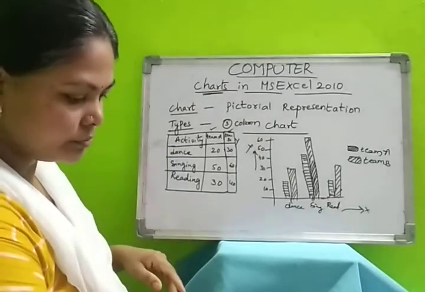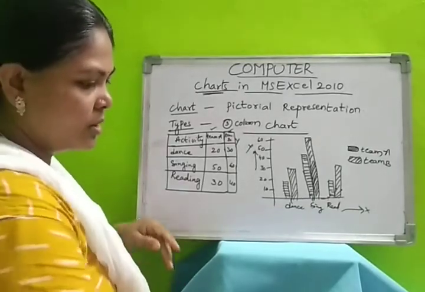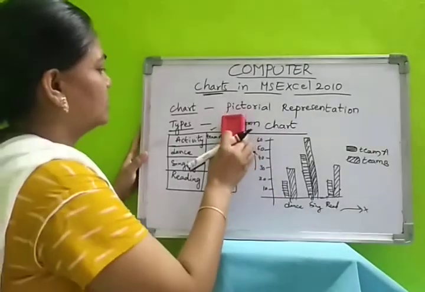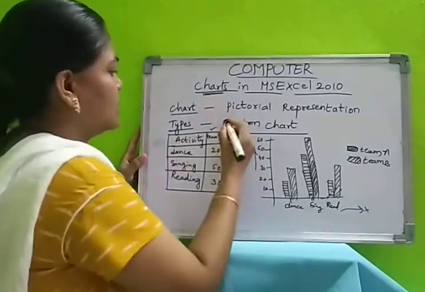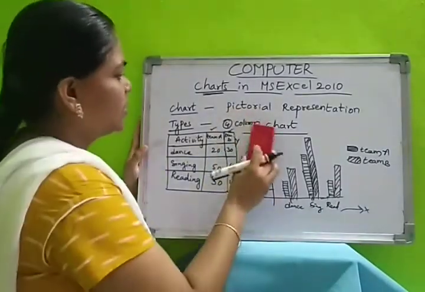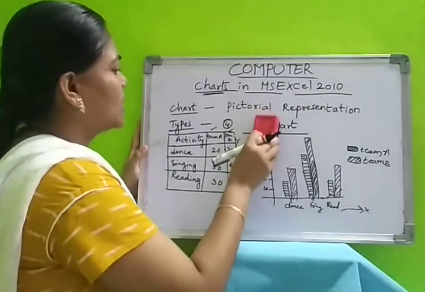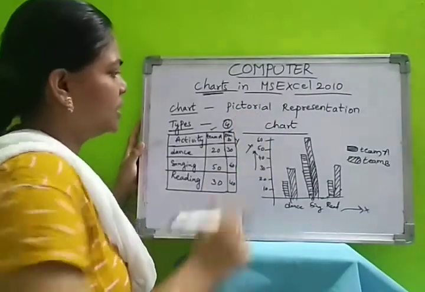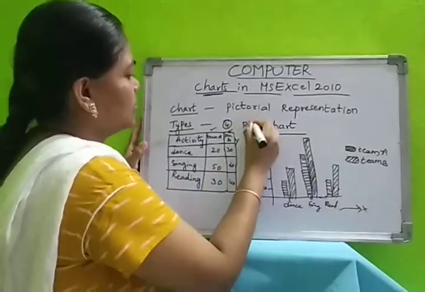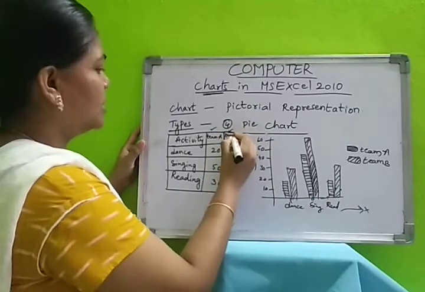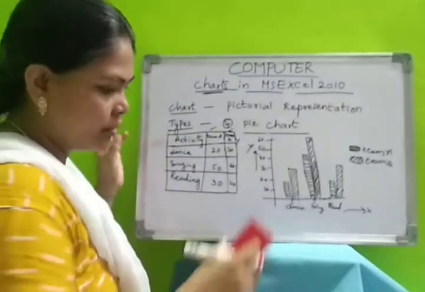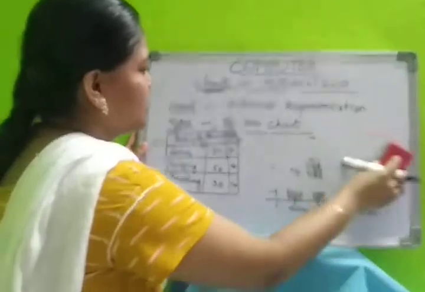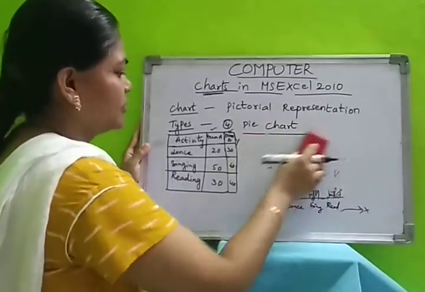Next one is pie chart. The fourth one is pie chart. In this pie chart only one value is considered. Any one value, either team A or team B. Only one value is considered in the pie chart.